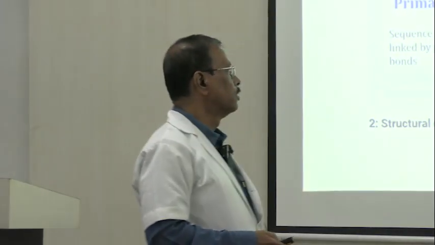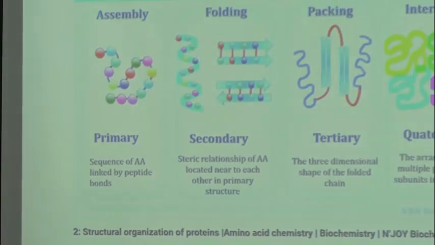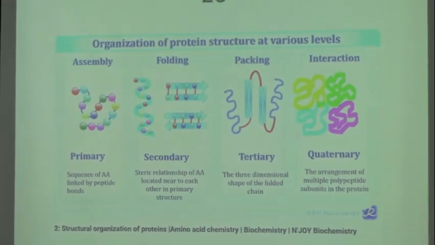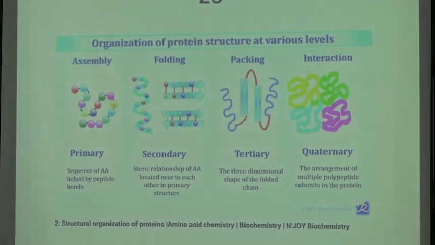Now, here is the structure of protein. Protein structure has 4 levels: primary structure, secondary structure, tertiary structure and quaternary structure.